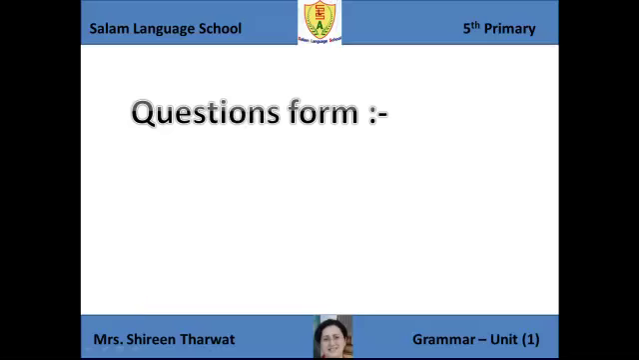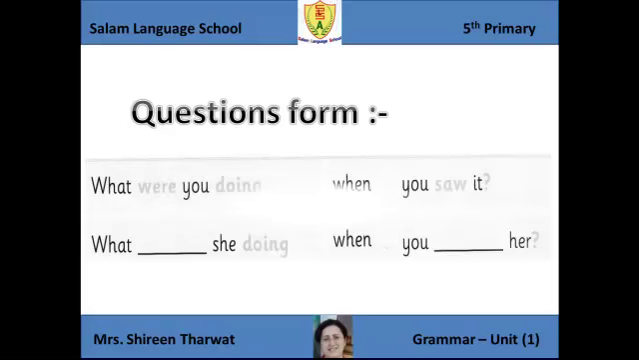Let's see together the questions form. What were you doing when you saw it? Okay, you know, we put with you were plus verb plus ing, and after when we put the past simple. Example 2. What? Here we have the subject she, so we put here was. Excellent. What was she doing when you phoned her? Excellent.